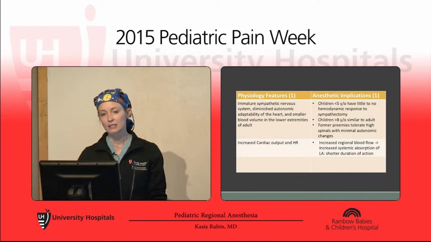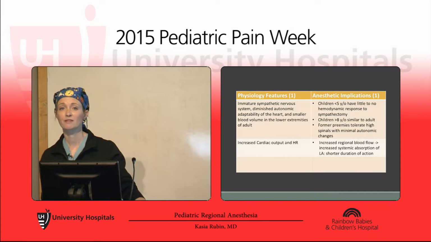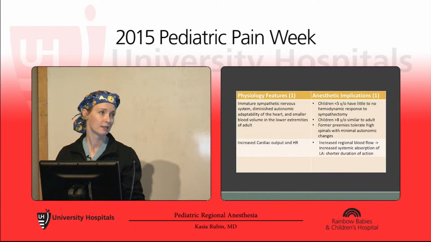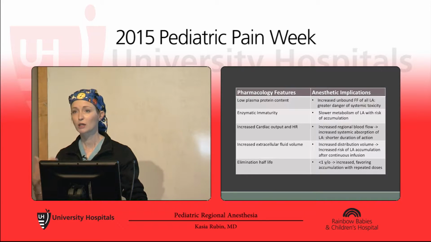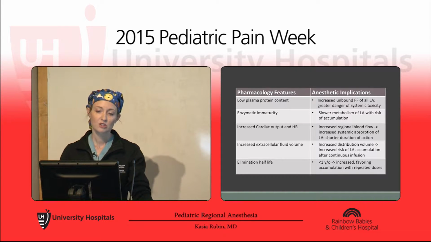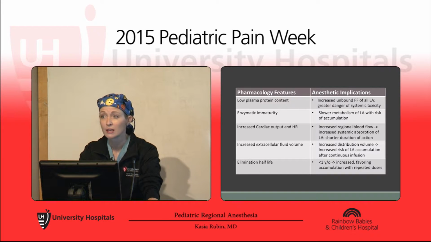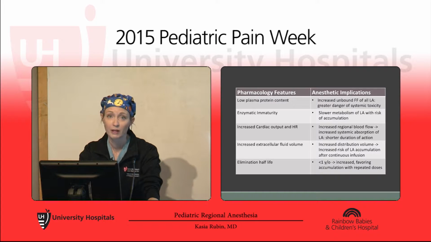I already mentioned this, that we have the diminished autonomic adaptability and the immature sympathetic nervous system. Again, children less than 5 don't show that sympathectomy and don't show that hemodynamic response. This is something that was proven already in 1898, and we still keep seeing it over and over. It's interesting because former preemies or even infants that have spinals tolerate these things with very, very few blood pressure and heart rate changes.